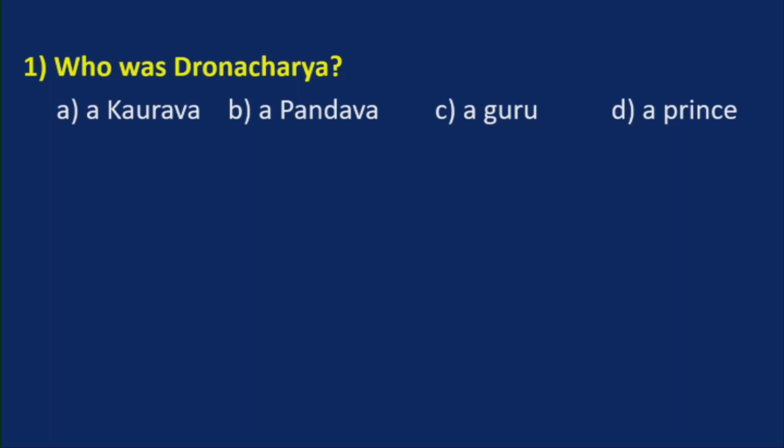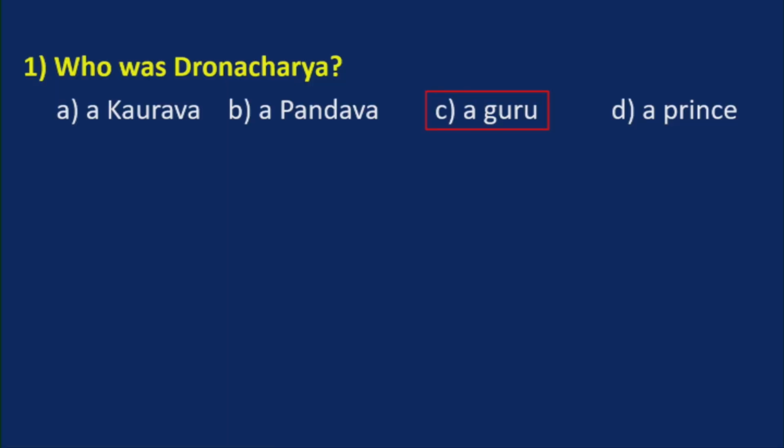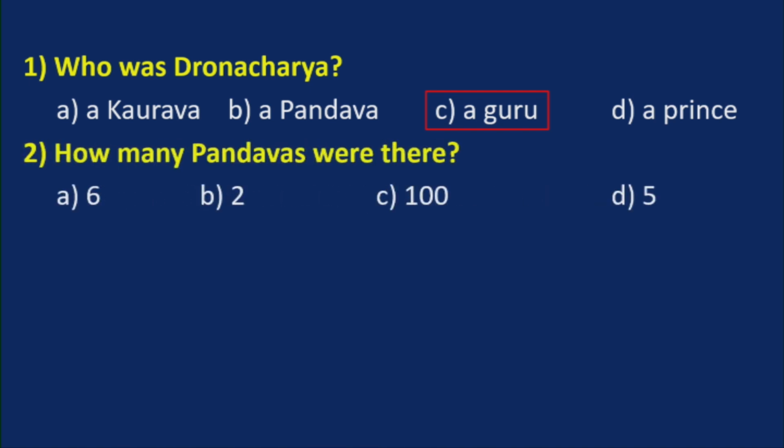Shall I read the first question for you? Who was Dronacharya? A Kaurava, a Pandava, a Guru, or a Prince? Which is the right answer? I know you are all shouting the right answer. Yes, your answer is correct. A Guru. So Dronacharya was a Guru of Pandavas and Kauravas.